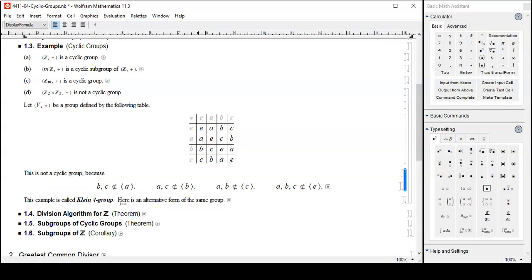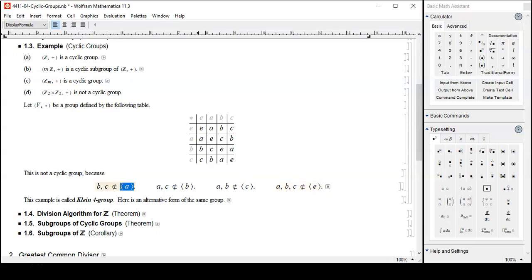It turns out, well, like that. A does not generate everything. It leaves out B and C. B does not generate everything either. It leaves out A and C, and so on and so forth. And E, of course, does not generate anything except for itself. So that's trivial.